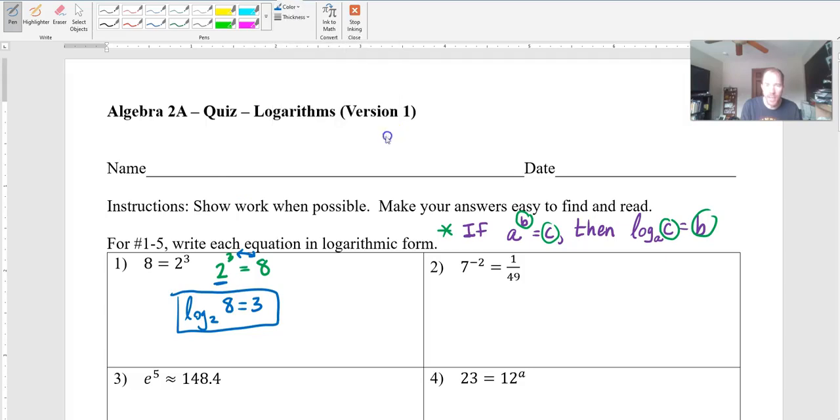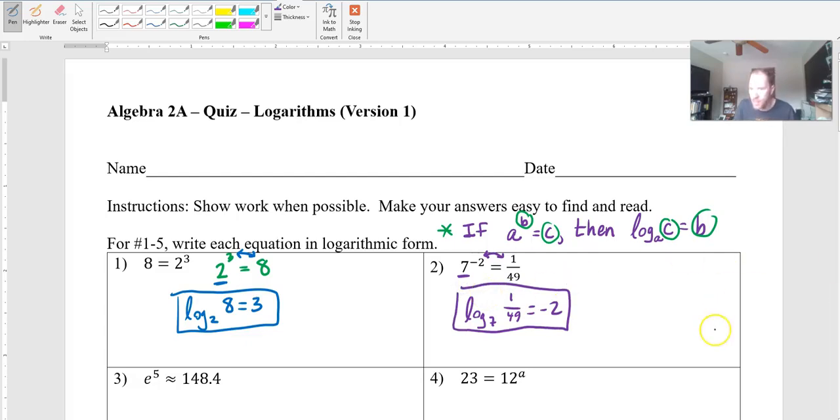If we try number 2, we've got base 7, so we'll have log base 7, and then the negative 2 and the fraction are going to switch. So log base 7 of 1 over 49 is equal to negative 2, and that's it. We're done. That's all there is to it. Okay, we'll scroll down here if we can.